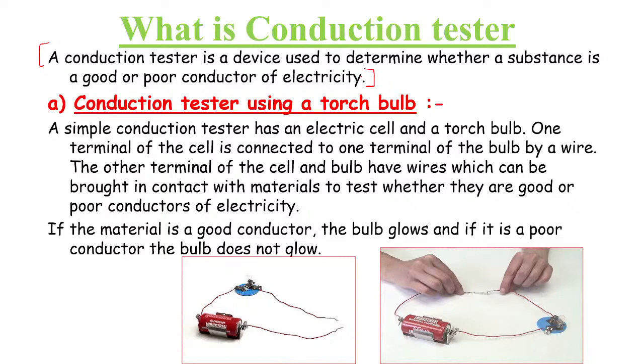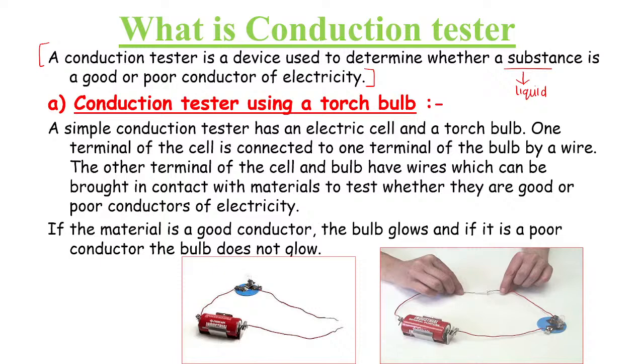So how do I know whether a substance is a good conductor? Here, substance means a particular liquid, and we want to know whether that liquid is a good conductor or a poor conductor. I am going to use a conduction tester. It is nothing but a device which is used to determine whether the given liquid is a good conductor or a poor conductor.